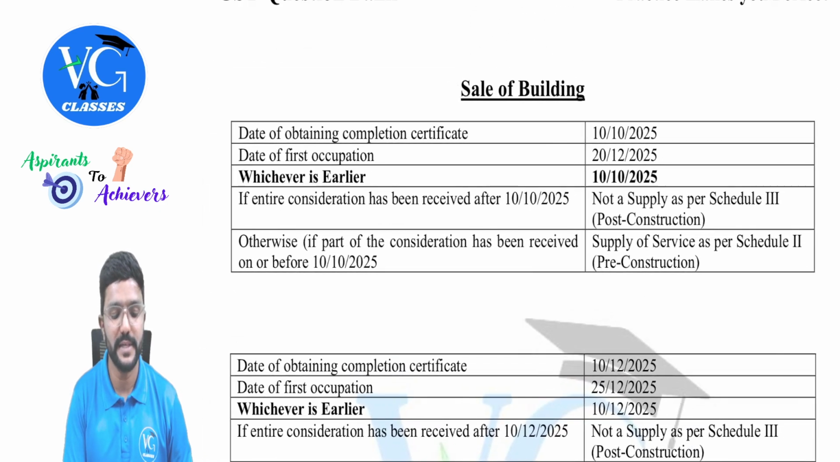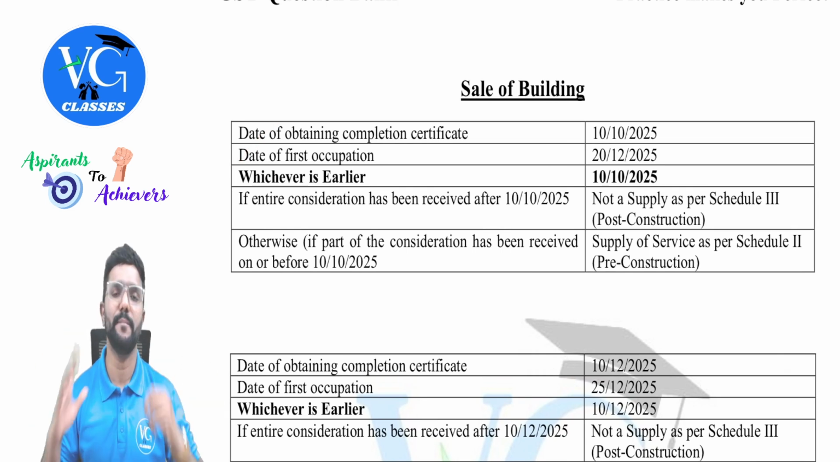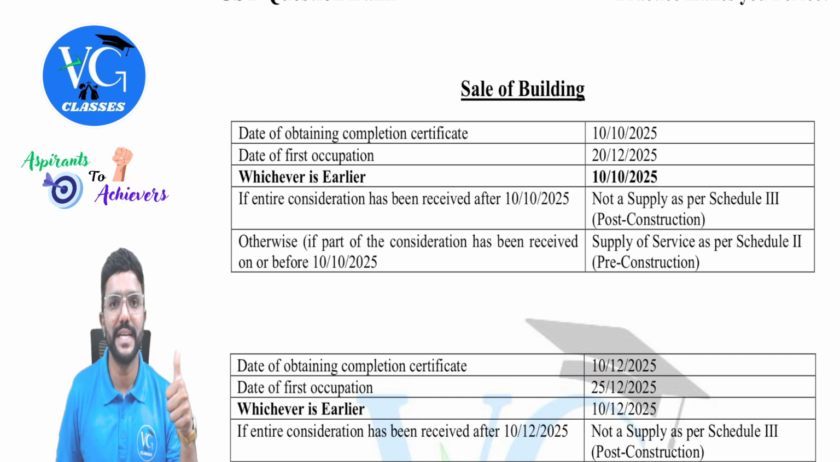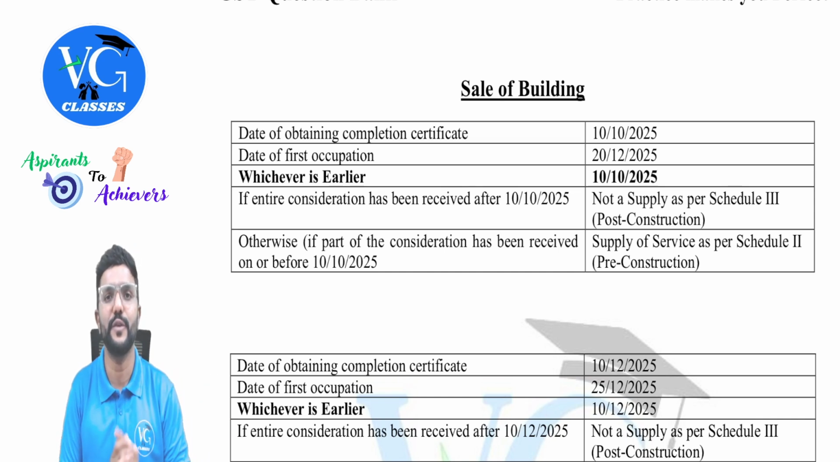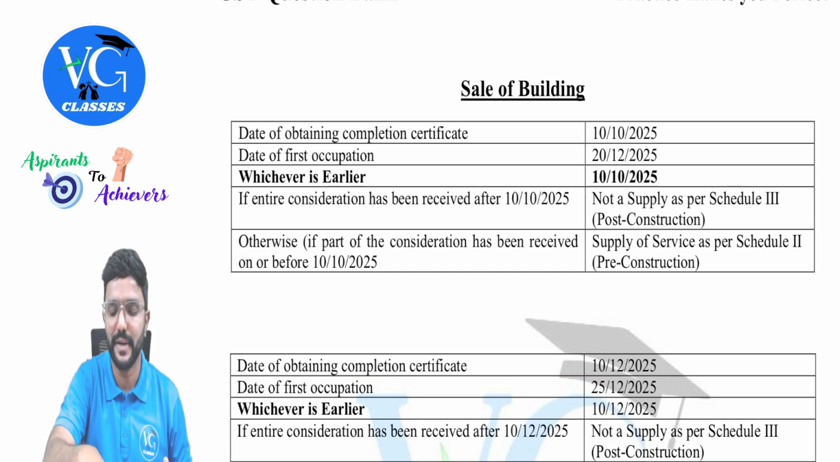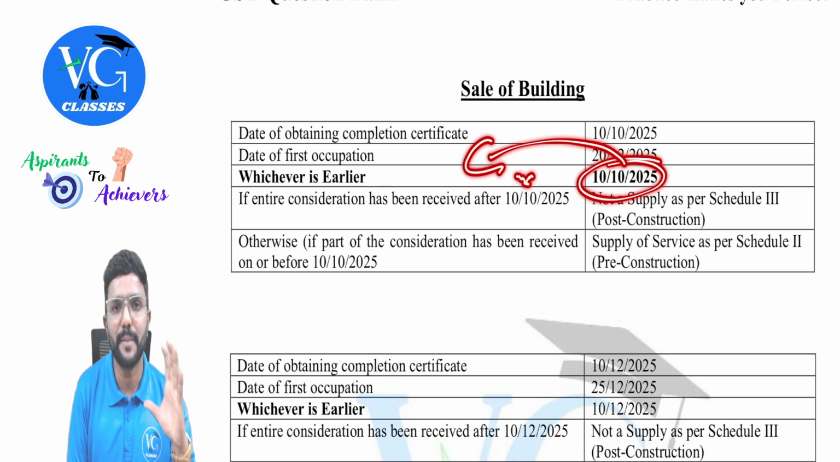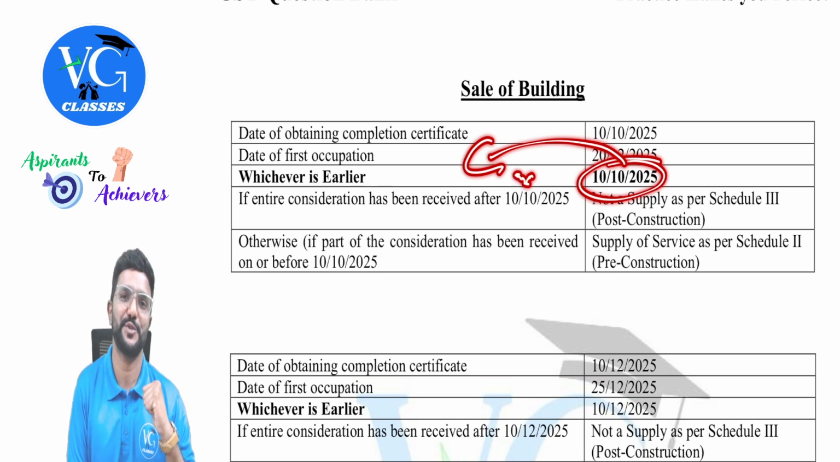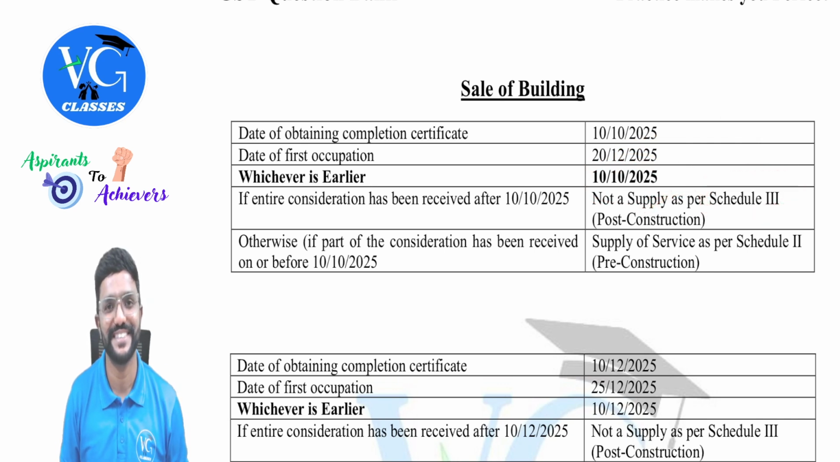Okay, let me explain this. When the building is said to be completed, the date on which the completion certificate is obtained or the date of first occupation, whichever is earlier. If at least a part of the consideration is received on or before this date, in my example 10th October, then for the supplier or the seller, it is a supply of services. What if the entire consideration is received after this? Then it is not a supply as per Schedule 3 because it is covered in the negative list.